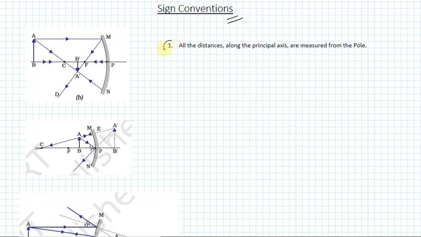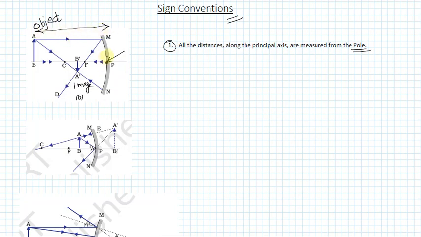The first point of this sign convention is all the distances along the principal axis are measured from the pole, meaning this point P corresponds to the origin of measurement. All the distances whatever you will measure, you measure starting from this pole. Now here AB is object and this A dash B dash is image.